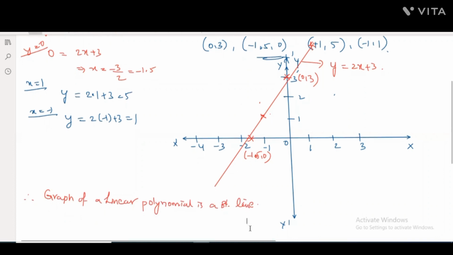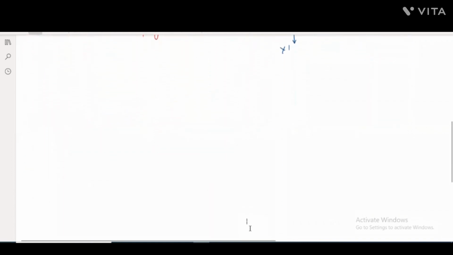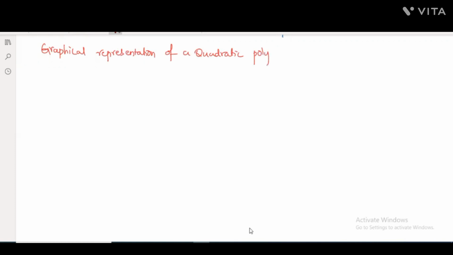Now let's see the graphical representation of a quadratic polynomial. How do we draw the graph of a quadratic polynomial?